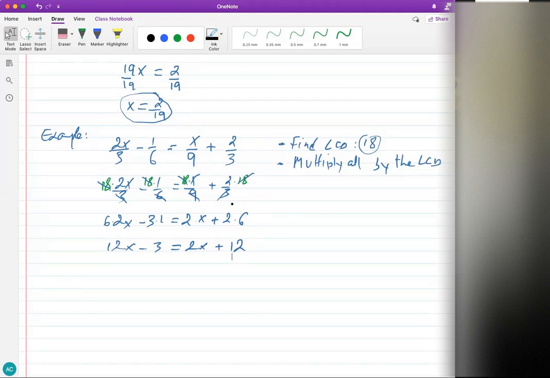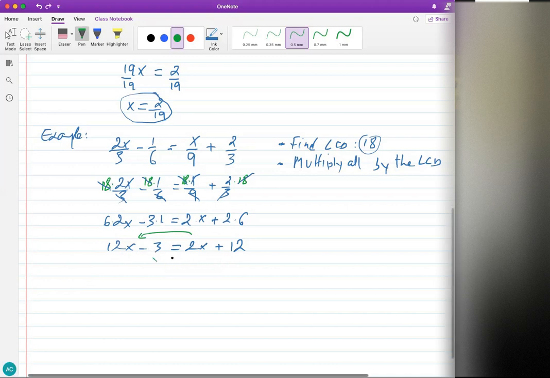So what exactly happens now? We're going to have the x's on one side. So we're going to move this one over, and we're going to move the negative 3 to this side at the same time. You could still do minus 2x on both sides, then do plus 3, but I think this is easier and faster. You can do both at the same time.